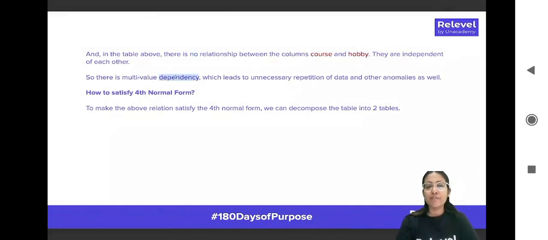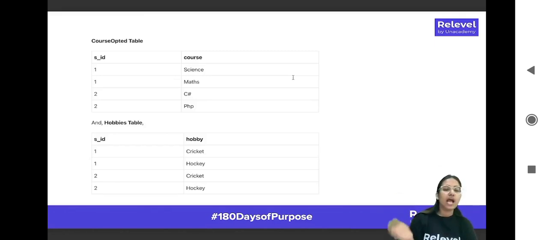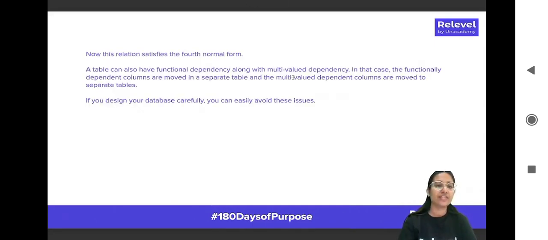So we can say that there is a multi-value dependency which leads to unnecessary repetition of data and other anomalies as well. Now to satisfy the normal form, we have to remove the multi-value dependency. For that, we will apply the concept of decomposition. So what we'll do is we'll differentiate courses and hobbies into 2 different tables. Courses will be student ID and a course, and hobbies will be student ID and a hobby. So here we can say that by disintegrating it, we are satisfying the condition.